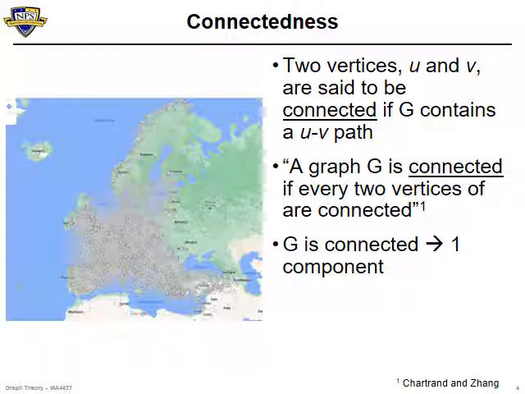Two vertices, U and V, are said to be connected if a graph G contains a U-V path. And as defined in Chartrand and Zhang, a graph G is connected if every two vertices are connected. Therefore, if G is connected, there's one component.